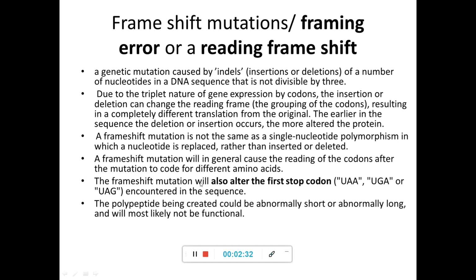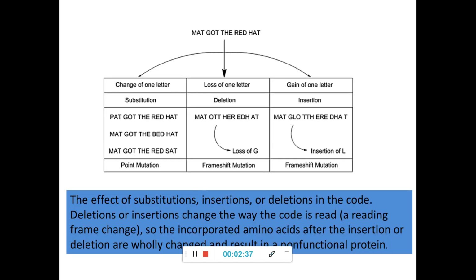I guess it's not quite understandable right now unless you see a figure. Let's look at this with a basic example. In this example we are not talking about proteins, but look at a sentence: Matt got the red hat. Here I'm changing M into P, so it becomes Pat got the red hat. Then, in Matt got the red hat, R is changed to B, so it becomes Matt got the bed hat.